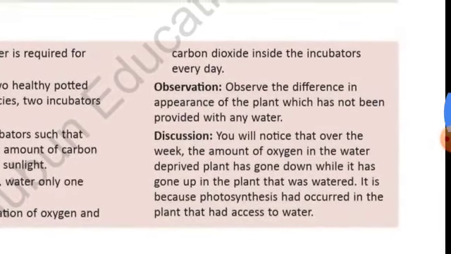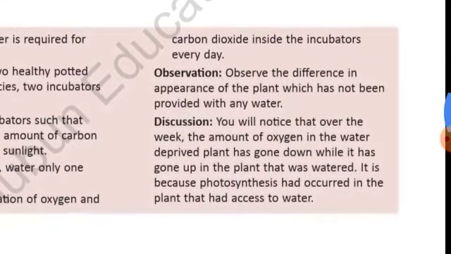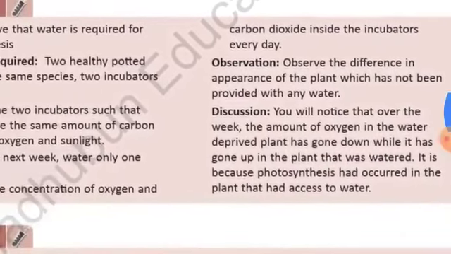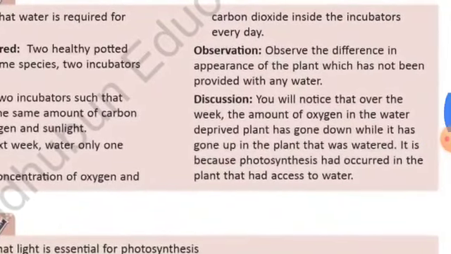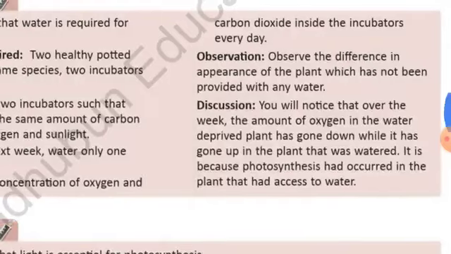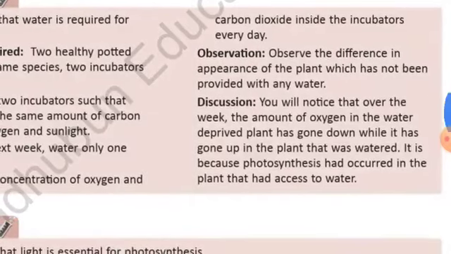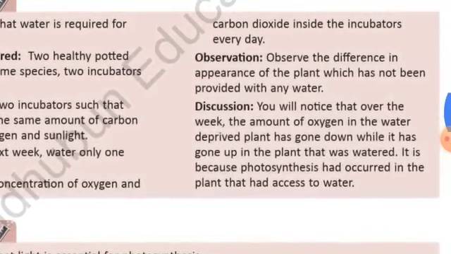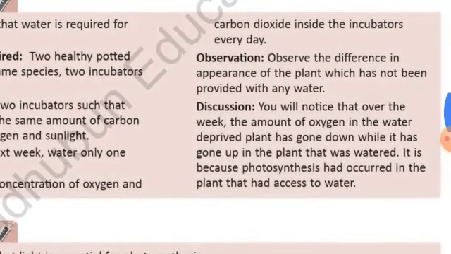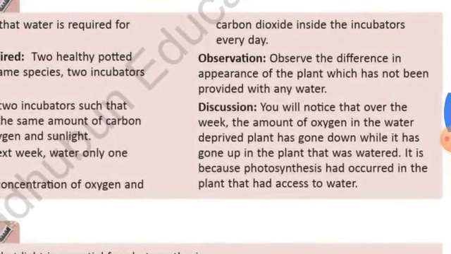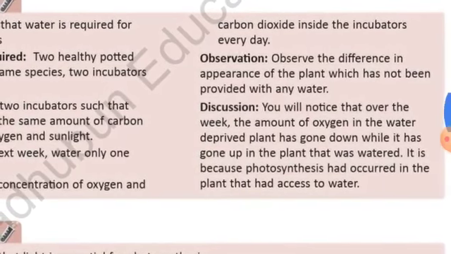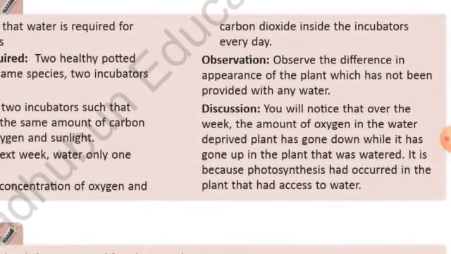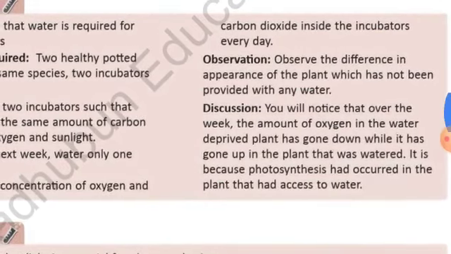What we will notice is that after the week, the amount of oxygen in the plant which hasn't got water for the whole week will go down. That means the level of oxygen will go down in the plant which has not got water for 1 week, while the plant which has been watered will have the oxygen level go up. So the oxygen level will go high only in the plant which has been watered for 1 week.